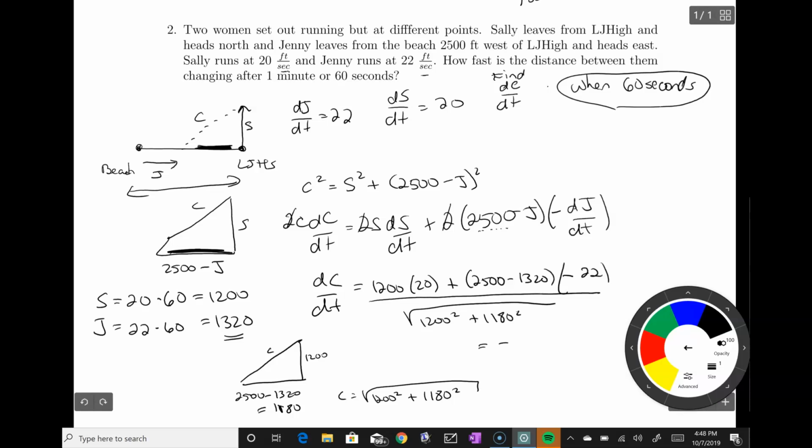It turns out to be negative 1960 in the numerator over the same thing. So it's negative, so that means they're actually getting closer to each other.